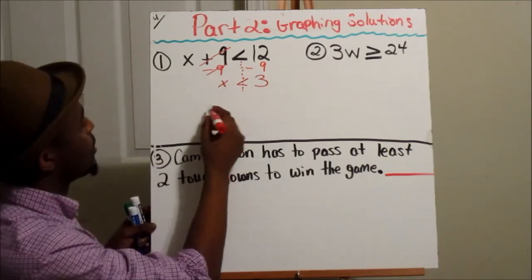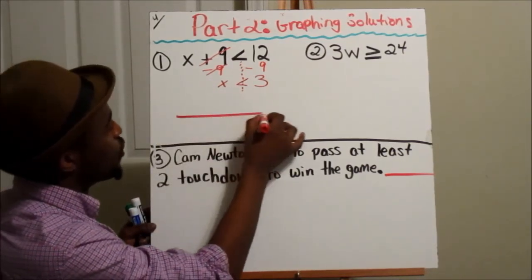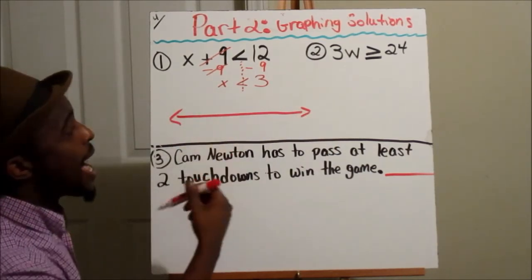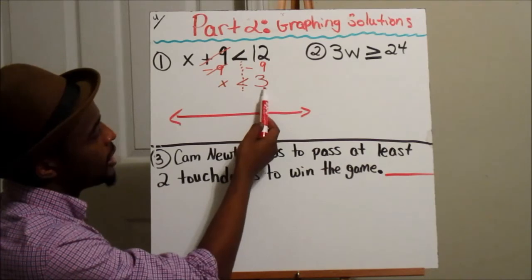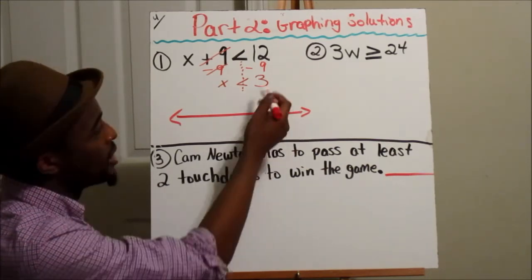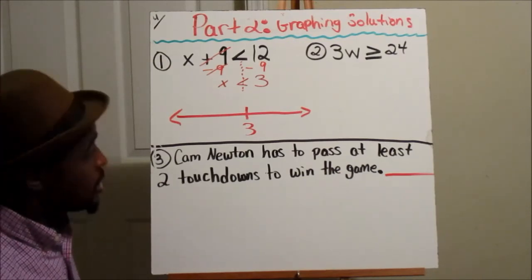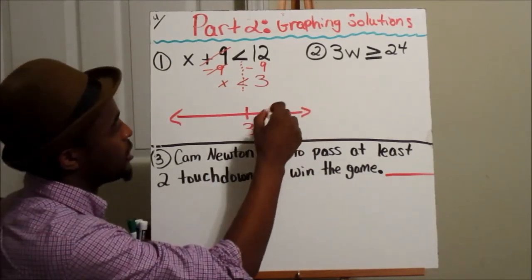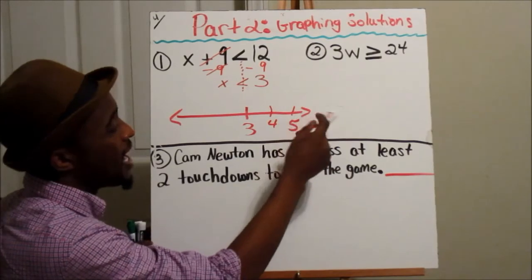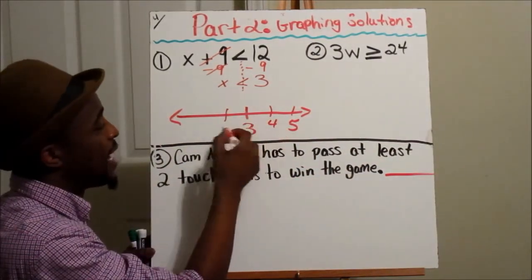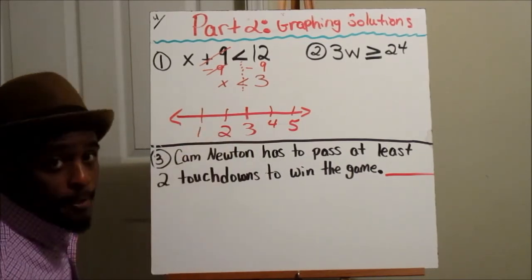Alright, and to graph this, I want to just draw my number line. I want to draw a regular number line. And I always put this number in the middle. The number that's on the right side of the inequality, I'll put that in the middle. So I'm going to put a 3 here. Alright, and then what comes after 3? Well, we can have 4, 5, and that keeps on going. Then I go on the left side of 3. I will count down, so 2, 1.